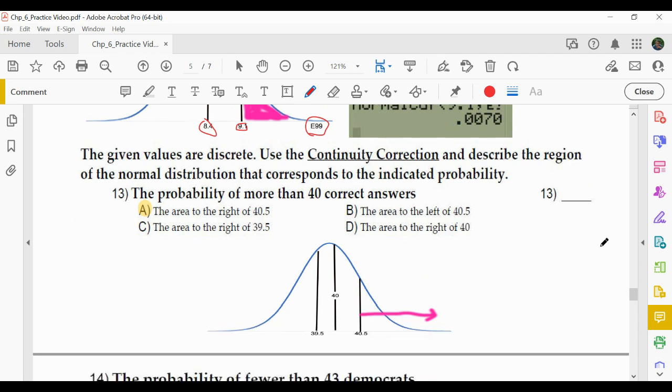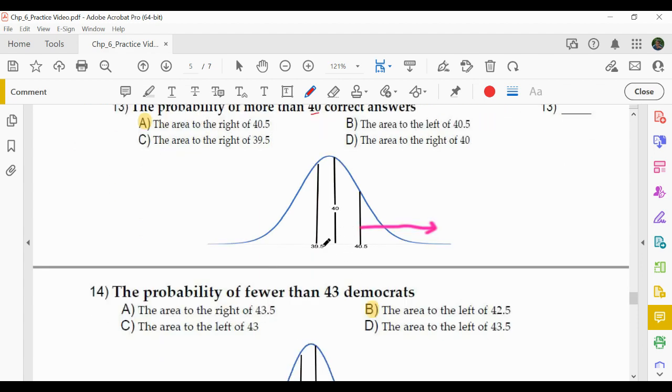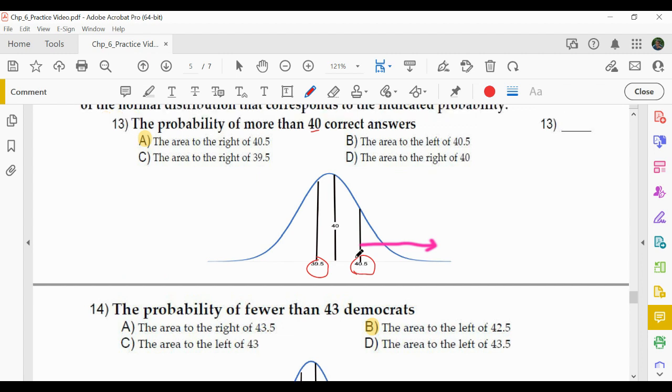All right, the last section, 6.6, continuity correction. You start out by subtracting 5/10 from the low, adding 5/10 to the high, and then figure out which way you're going, left or right. More than 40 answers. All right, so here's my 40. Notice I didn't put the 40 down on this vertical line here. Continuity correction says to subtract 5/10 and add 5/10. Now, the question is, I know more than means I'm going to my right. Now, the idea is, do I start at 39.5 and go to my right, or 40.5?